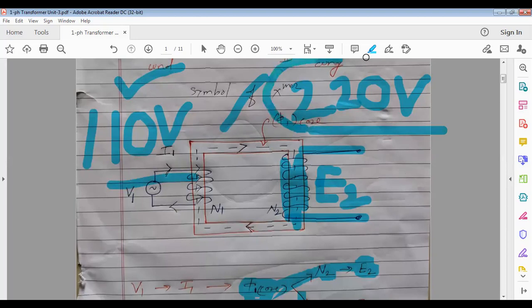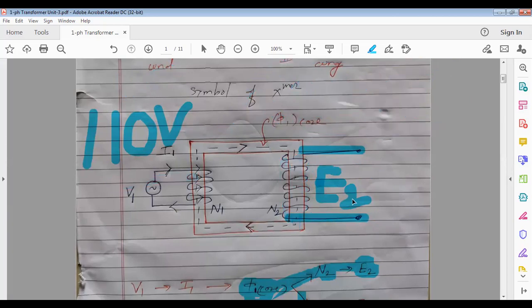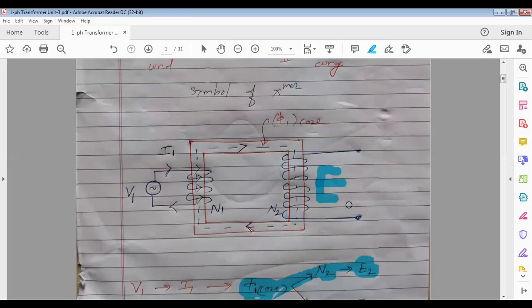Whenever I say 220 volt, what does it mean on no load? Whatever the EMF gets induced in secondary, that is this E2, is approximately this 220 volt. Okay, it can be slightly less, 215 to 220. Okay, so this is called no load voltage. Now voltage gets induced in secondary winding here.